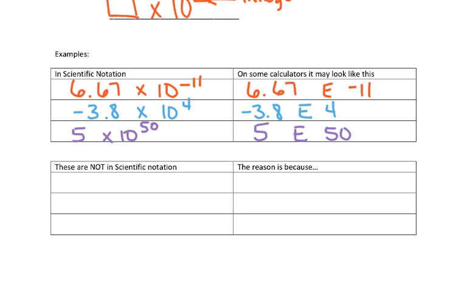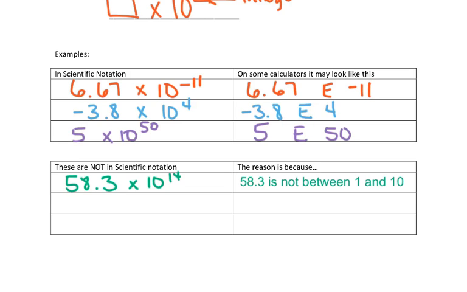Alright, now let's show some examples that are not in scientific notation, and then I will explain why they are not. The first one is 58.3 times 10 to the 14th power. If we take a look, the first number has to be between 1 and 10. 58.3 is not between 1 and 10. So that's why this one is not in scientific notation. You need to write that down for the reasoning. 58.3 is not between 1 and 10.